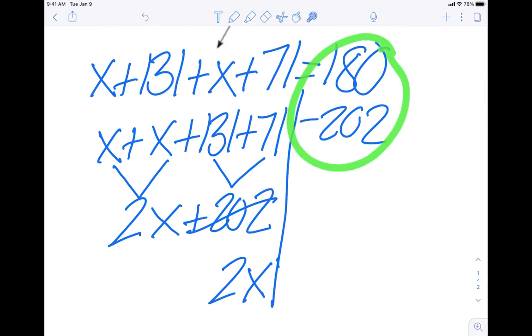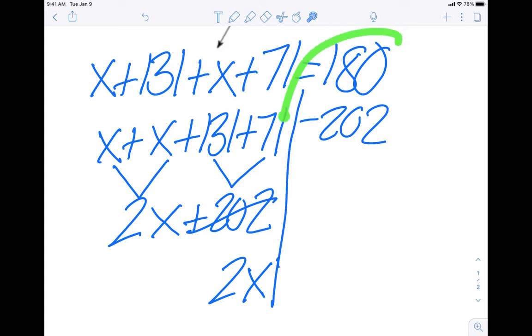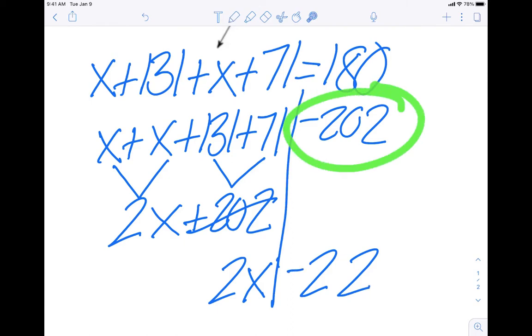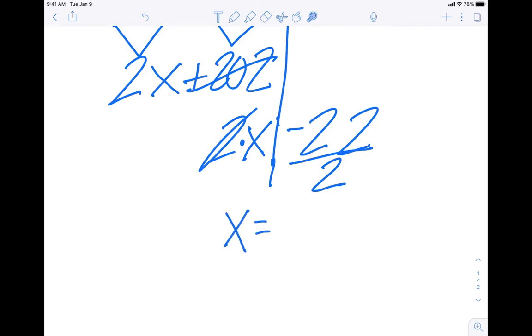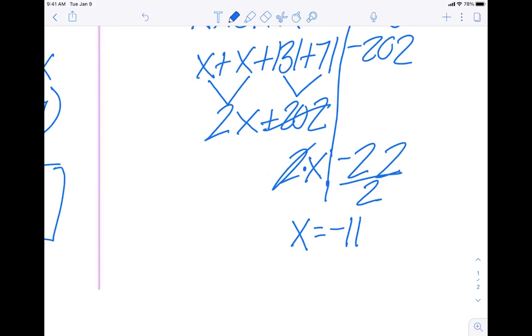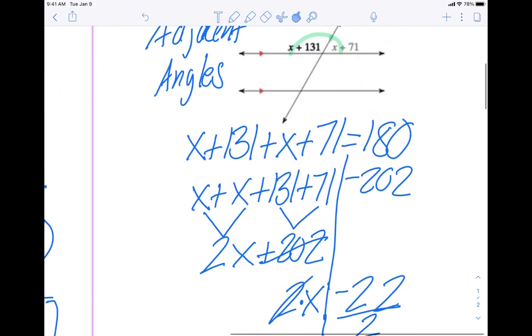202 and 180 are not the same sign, so I got to subtract. 202 minus 180 is 22. And it's a negative 22 because 202 is bigger and 202 is a negative. So I'm going to do the opposite of 2 times x, which is divide by 2, right? So I get x is equal to a negative divided by a positive is a negative. 22 divided by 2 is negative 11, right? But that is not my solution, right?